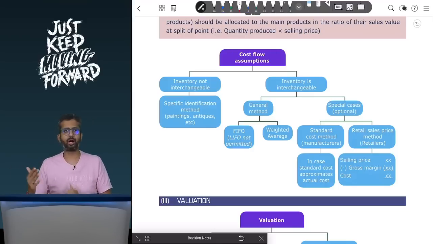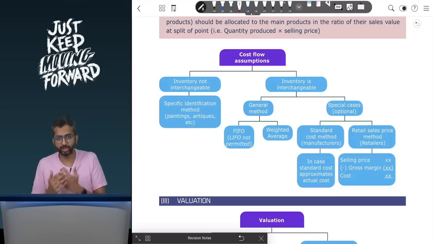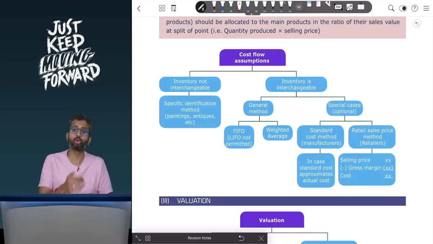When you look at other simplifications for certain businesses like manufacturers with a long production history, you can even follow the standard cost method, provided the standard cost reasonably approximates the actual cost.